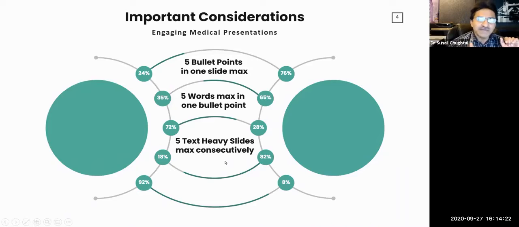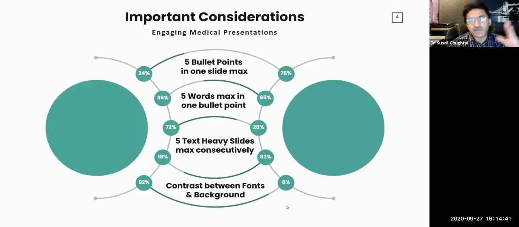Then when you have 5 text-heavy slides consecutively, make sure the next slide is an image slide. Otherwise, it's been research proven that people, after 5 text slides, try to look away and want to take a natural break. And then, of course, there should be readability, a contrast between the fonts and the background. You won't be putting pink fonts over a white background or yellow against white.